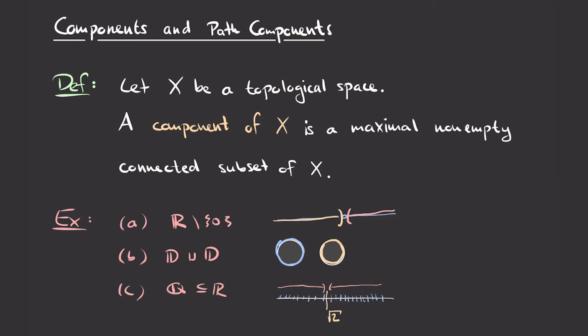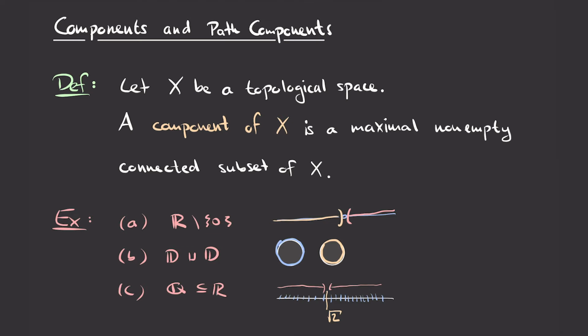So this shows that the rational numbers aren't connected, but in fact, our choice of square root 2 as this point of disconnection was more or less arbitrary. We could have chosen any irrational number, and this leads to the argument that the rational numbers, viewed as a subspace of the real line, have infinitely many components, where each component is just a single rational number.